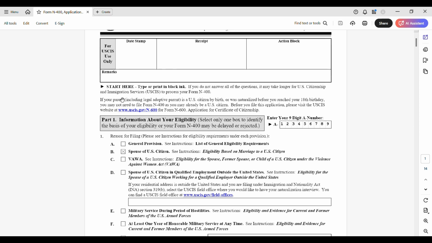We're going to be completing this form in the capacity of the spouse of a U.S. citizen. So we come at Part 1, Question 1, and we're going to select this box. That's 1B. Before we get to 1B, we're actually going to put in our 9-digit alien number. At the time of applying for U.S. citizenship, you would most likely have an alien number. You would find this number on previous documents that you would have received from the USCIS.